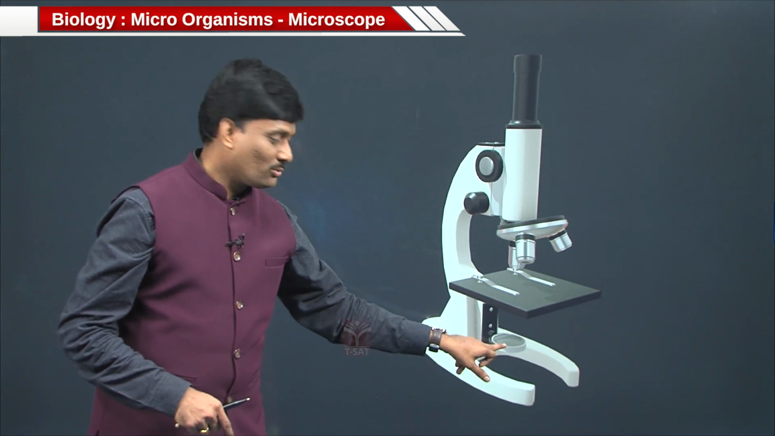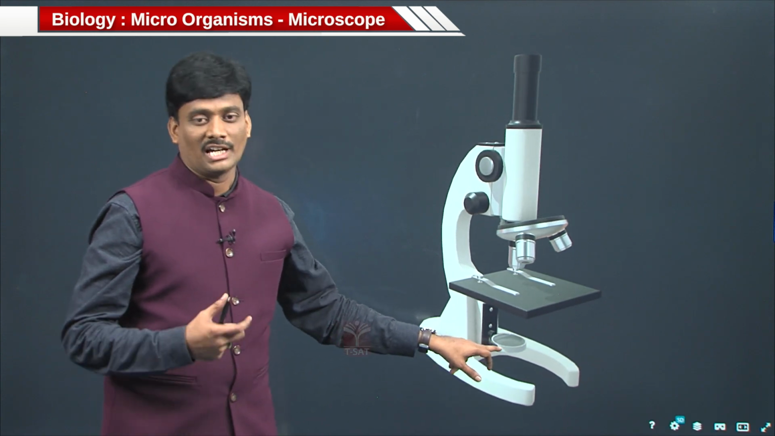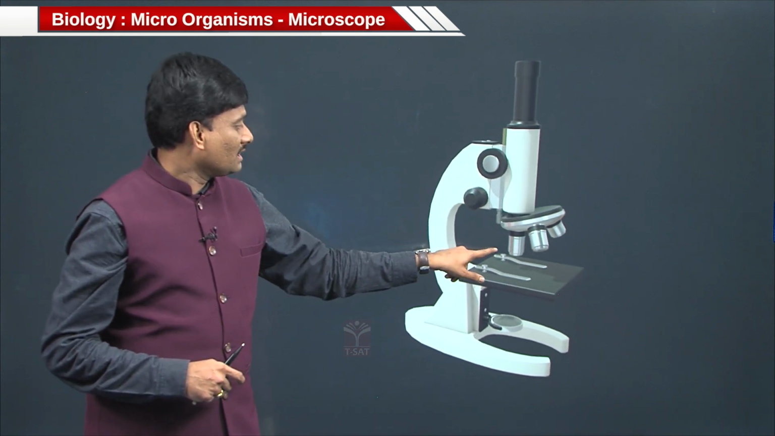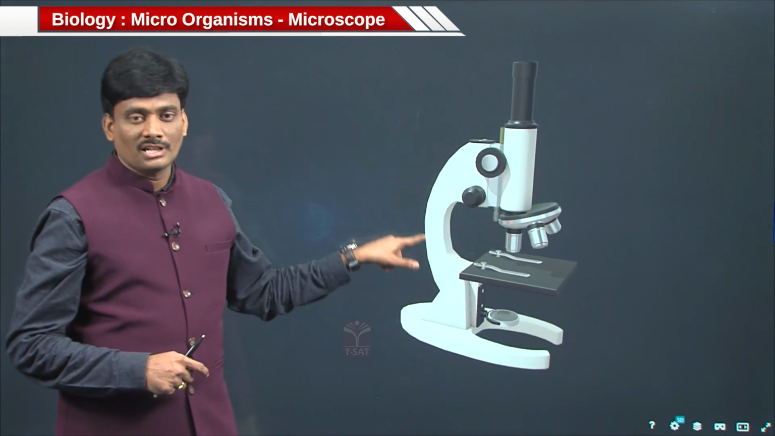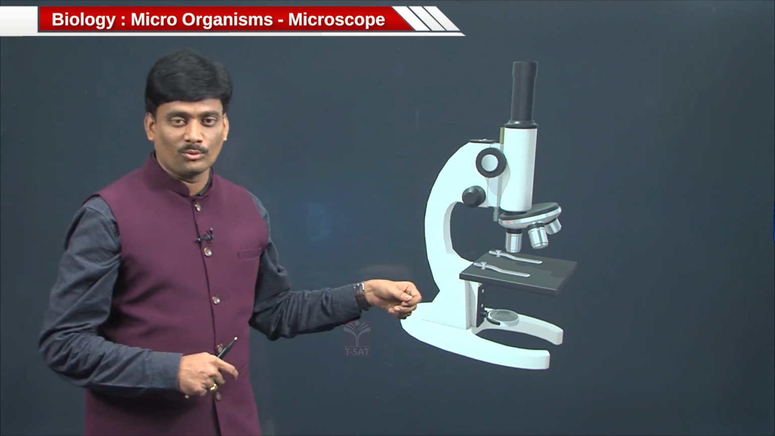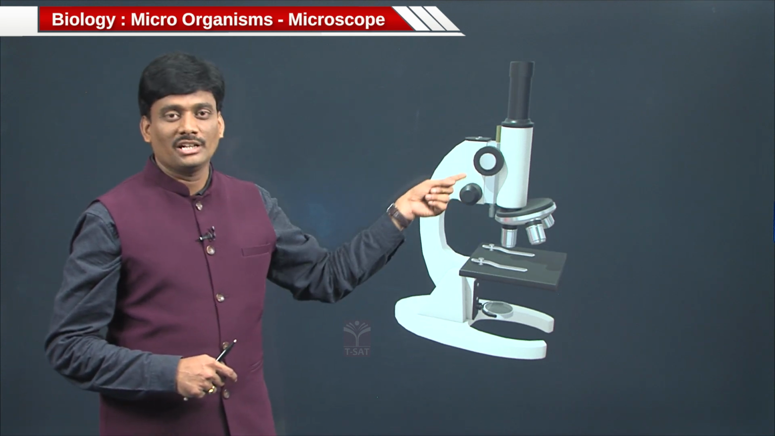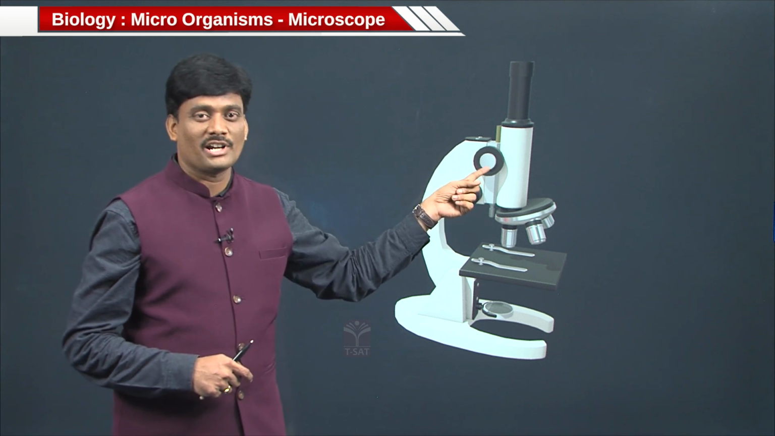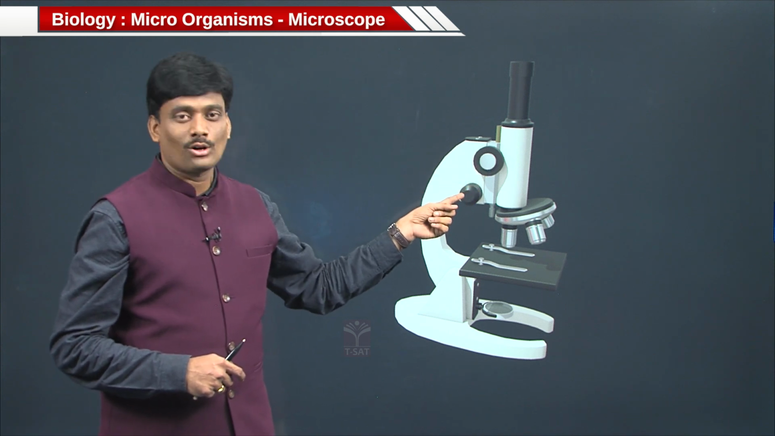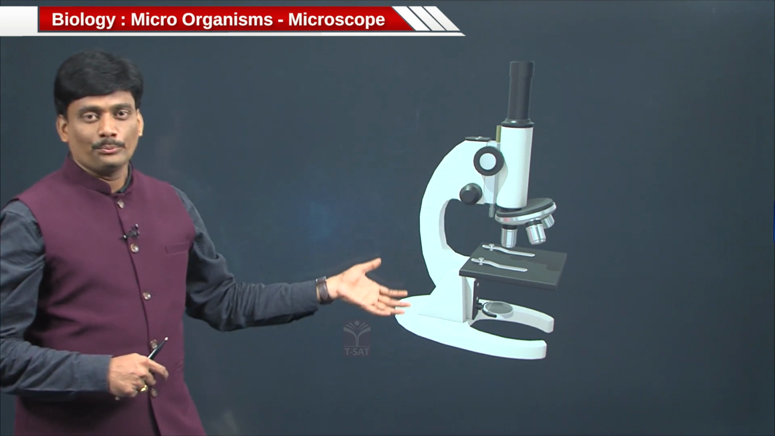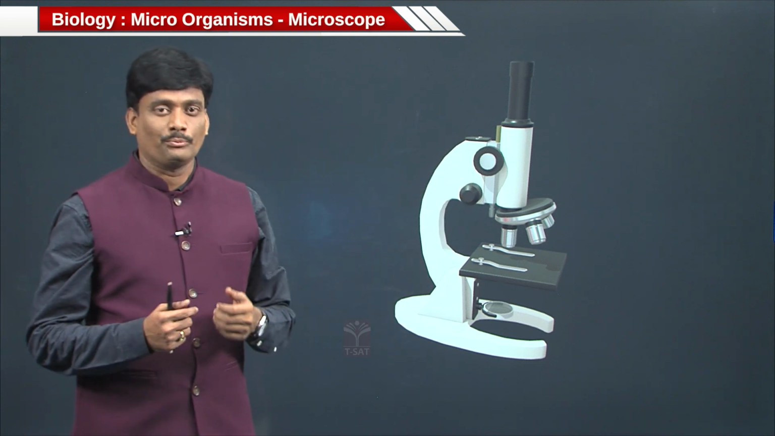And after that you are able to observe the mirror for the reflection of light. And next this is called the arm. This is very helpful for holding the microscope. And here you are able to see two knobs, and the upper one is called the coarse adjustment knob, and the lower one is called the fine adjustment knob. And these are the major parts present in a microscope.